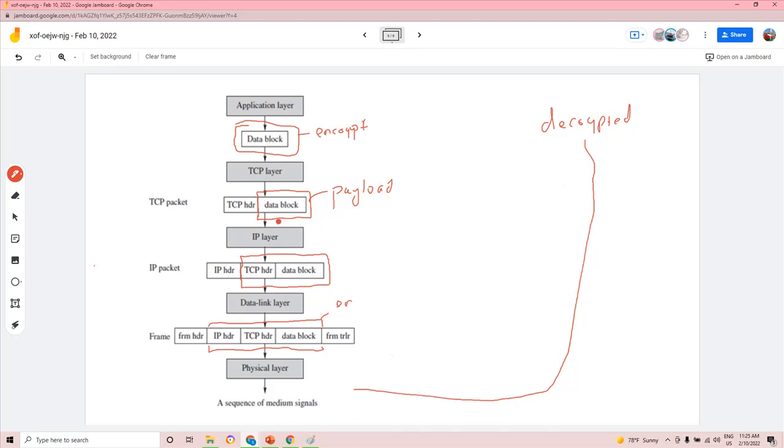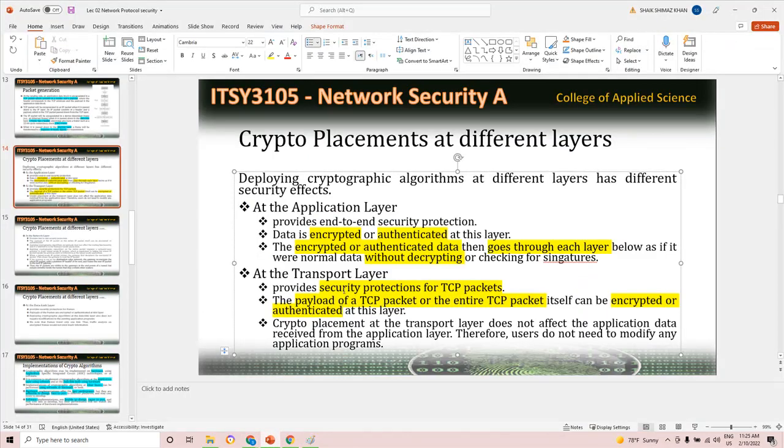And authenticated. Encryption and authentication can be done by security protocols, which serve both purposes, so that can happen in the TCP layer. If it happens in the TCP layer, please understand that security is provided for the TCP packets. The payload of a TCP packet is encrypted or authenticated at this layer.